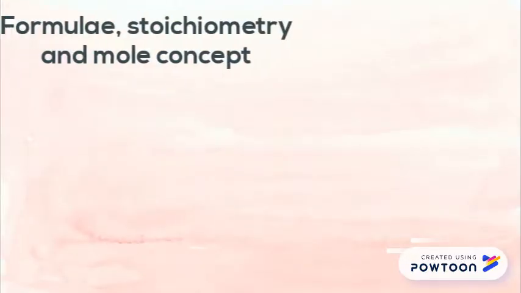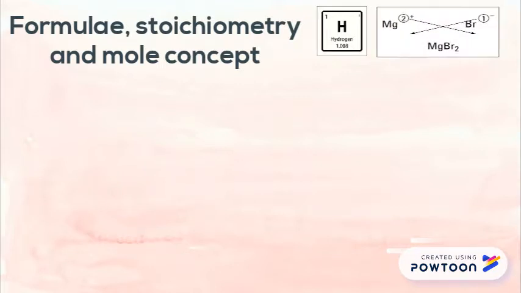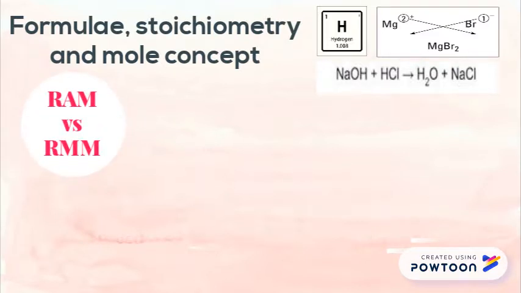For formula, stoichiometry, and mole concept, the learning outcomes include stating the symbol of an element, the formula of a simple compound, ionic compound, and constructing chemical equations. Differentiate between relative atomic mass and relative molecular mass.